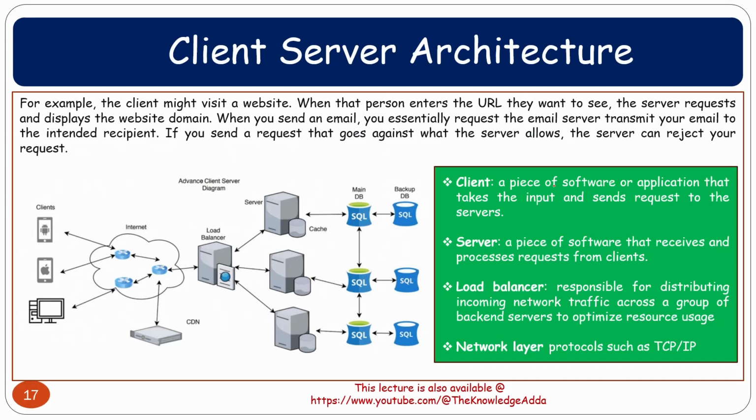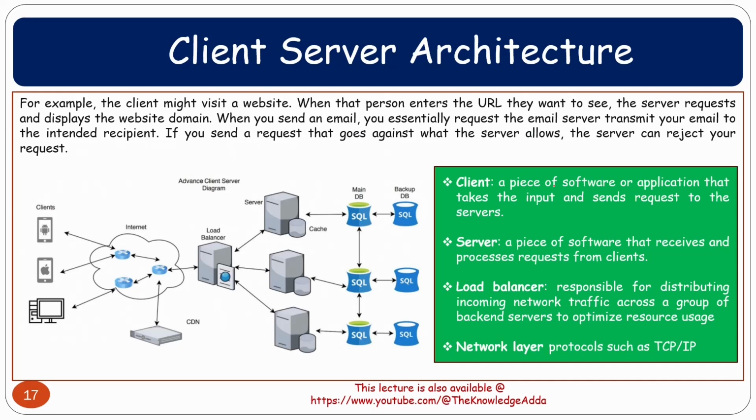So a client is basically a piece of software or application that takes the input and sends requests to the server. A server is a piece of software that receives and processes requests from the client. And there is a load balancer responsible for distributing incoming network traffic across the group of backend servers to optimize resource usage, and network layer protocols such as TCP/IP.